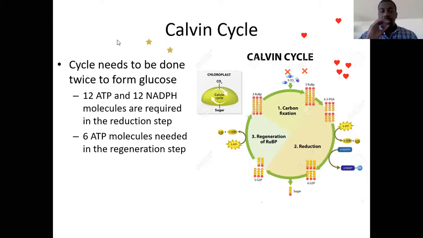Okay. So in order to form a single glucose molecule, you need to go through this whole cycle twice. So what that means is that to produce one glucose molecule, you're going to need a total of 12 ATPs and 12 NADPHs during the reduction step, and then 6 ATPs necessary in the regeneration step. Again, to produce one glucose molecule by going through this process twice. So that's going to be necessary to produce one single glucose molecule.